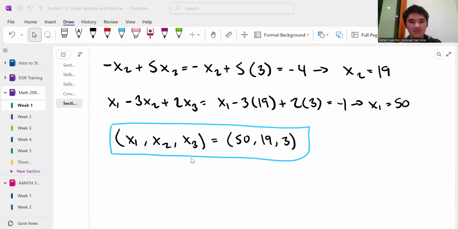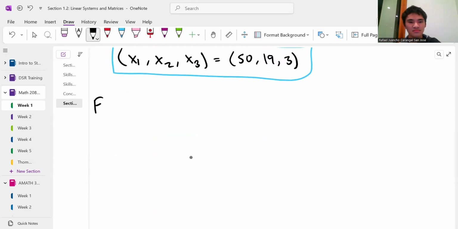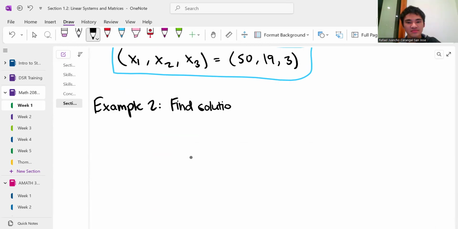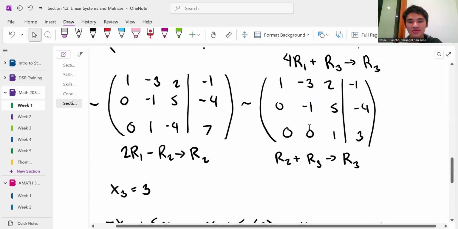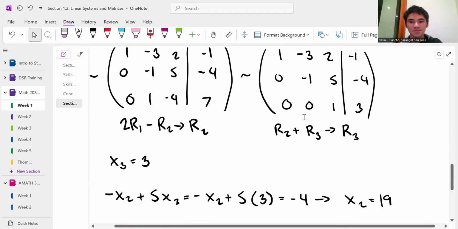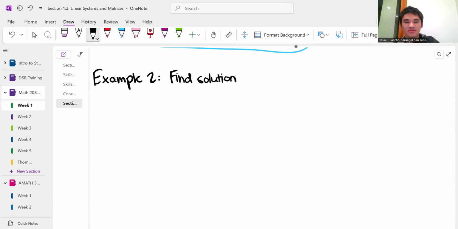Same idea. Let's do another example here. So we find the solution set. Oh yeah, I forgot to mention, how many solutions does the system have? Apparently it only has one exact solution. Find the solution set of a linear system.